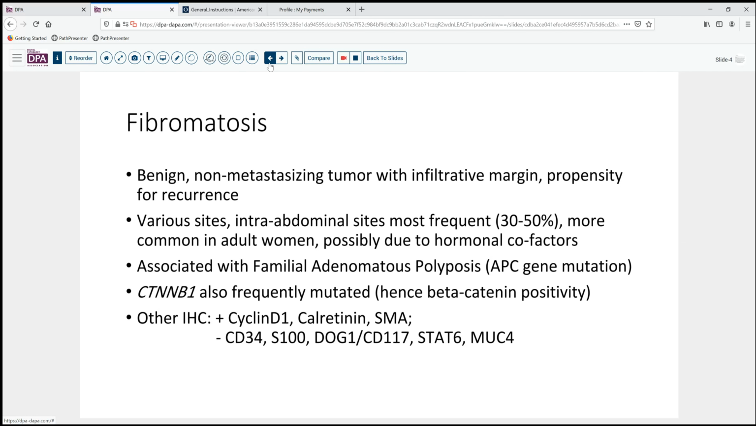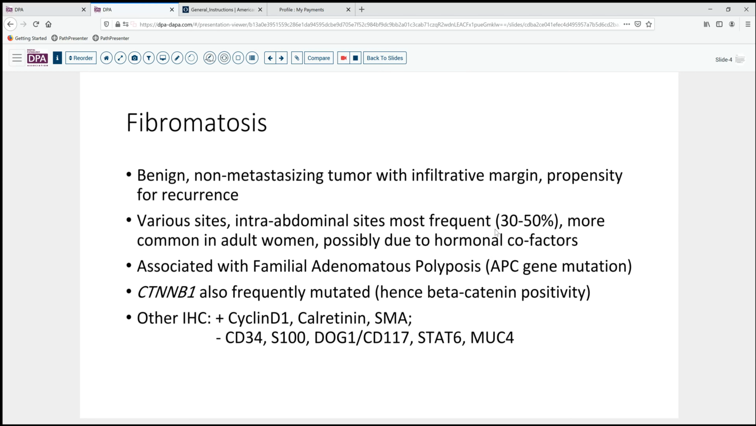So there are certain tumors that are more common in the mucosa. There are certain tumors that are more common intramurally. And then there are certain tumors, such as this current case, which are predominantly extramural adventitial. This is an example of fibromatosis, which is a benign non-metastasizing tumor that does have infiltrative capabilities and certainly has a high propensity for recurrence.